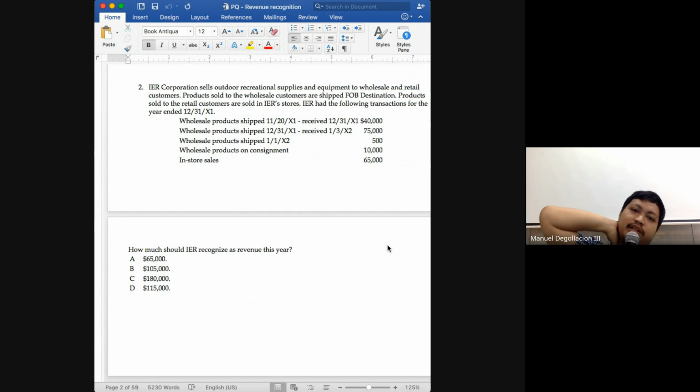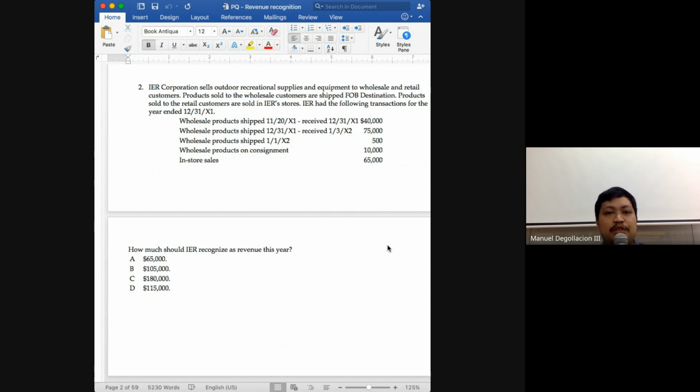What if we change it, class? Instead of FOB destination, we change it to FOB shipping point. Let's determine what would be our answer. First, in-store sales, would that still form part of your revenues? Definitely. 65,000 will still be included. Goods out on consignment are still not included because they are not yet sold. They are just in the hands of your consignees.